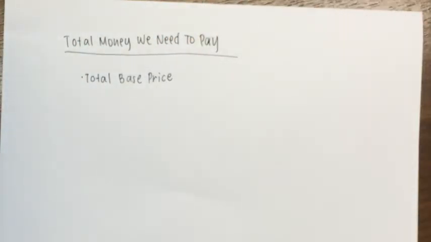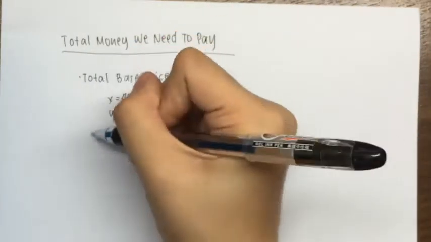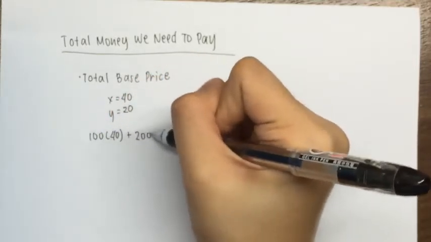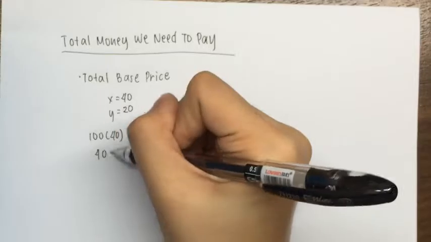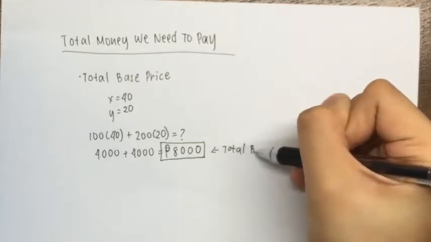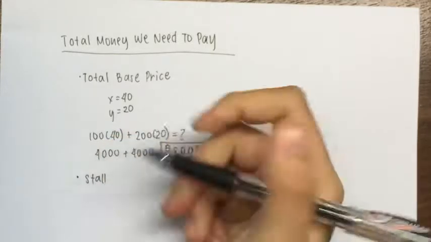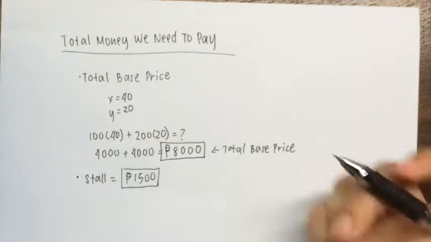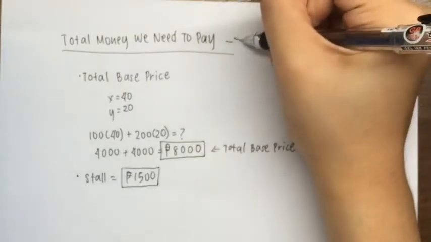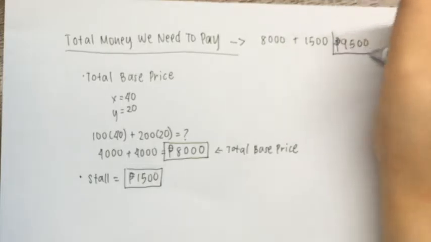To get the total money we need to pay, we need to get the total base price and the stall price, which is 1,500. To get the total base price, we should multiply our original base prices to our x and y values. So that's 100 times 40 and 200 times 20, which gives us 8,000 pesos as a total base price. Our stall costs 1,500 pesos. Adding those two together, 8,000 plus 1,500, we get 9,500 pesos, which is our total money that we need to pay.